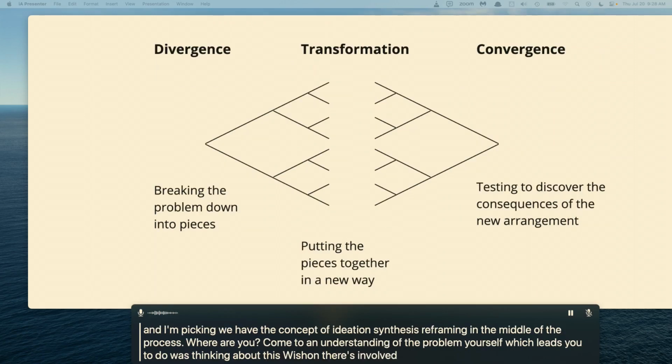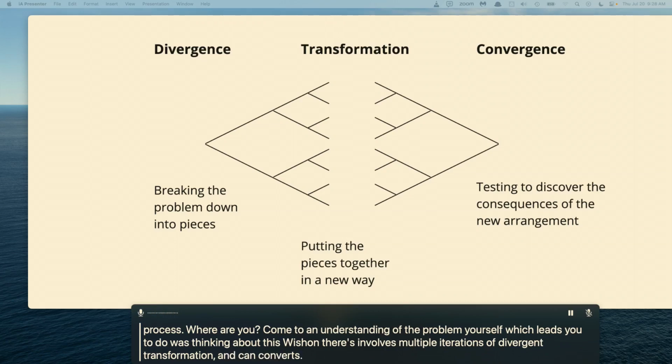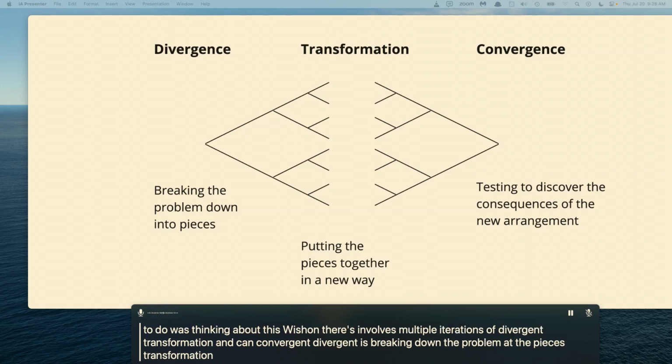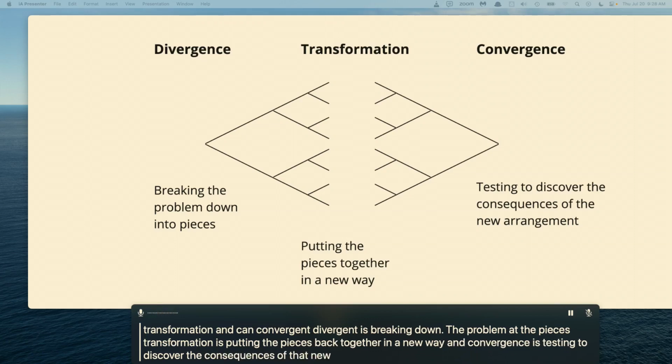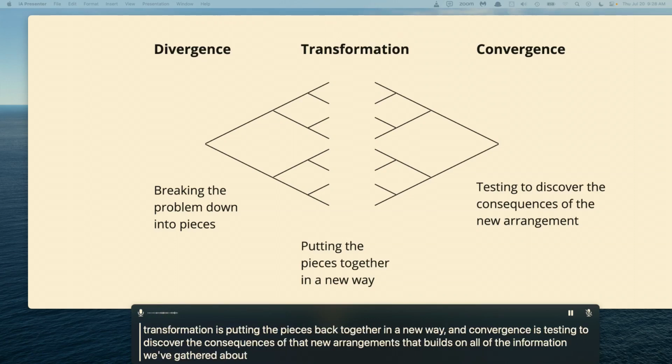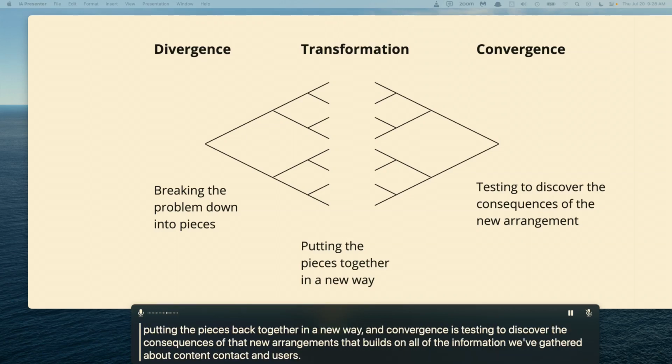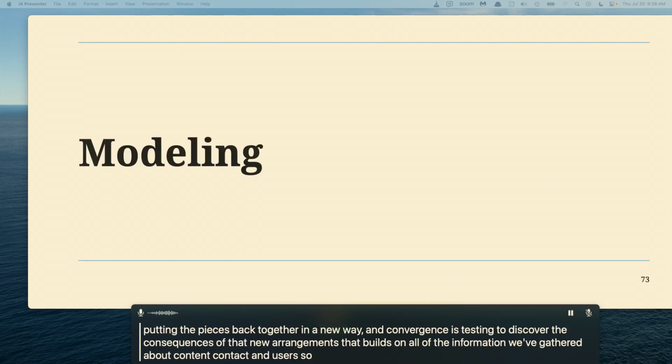This involves multiple iterations of divergence, transformation, and convergence. Divergence is breaking down the problem into pieces. Transformation is putting the pieces back together in a new way. And convergence is testing to discover the consequences of that new arrangement. This builds on all of the information we've gathered about content, context, and users. So this is where modeling comes in.